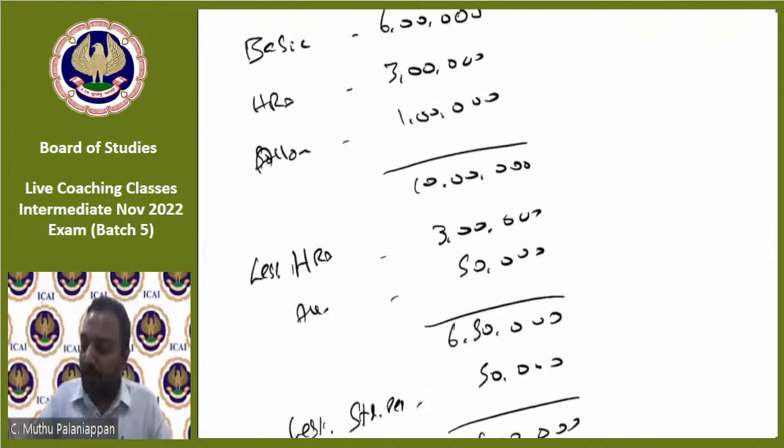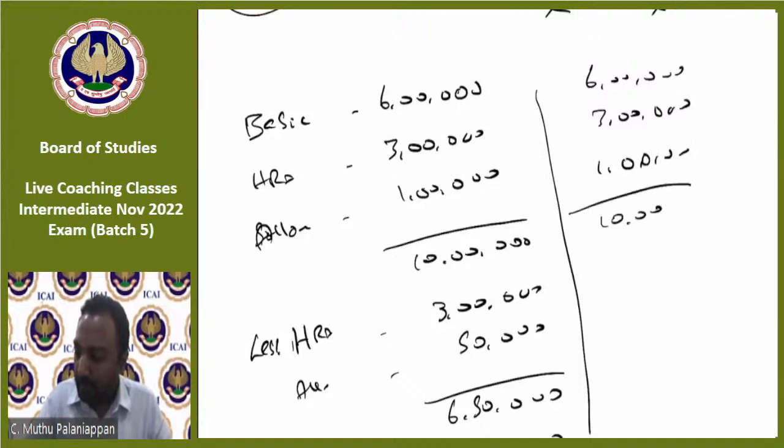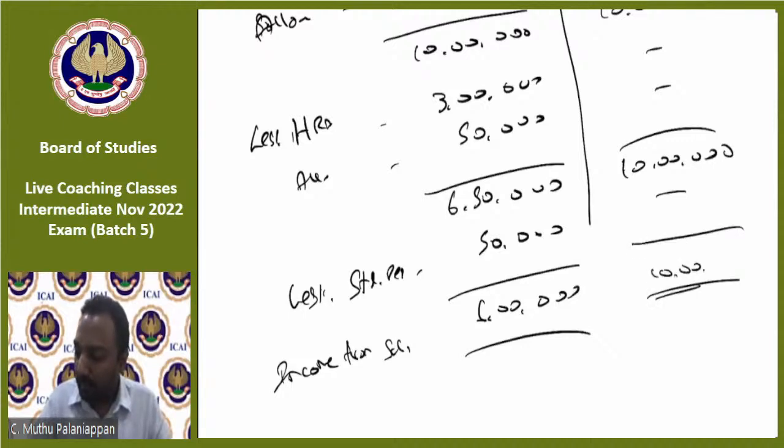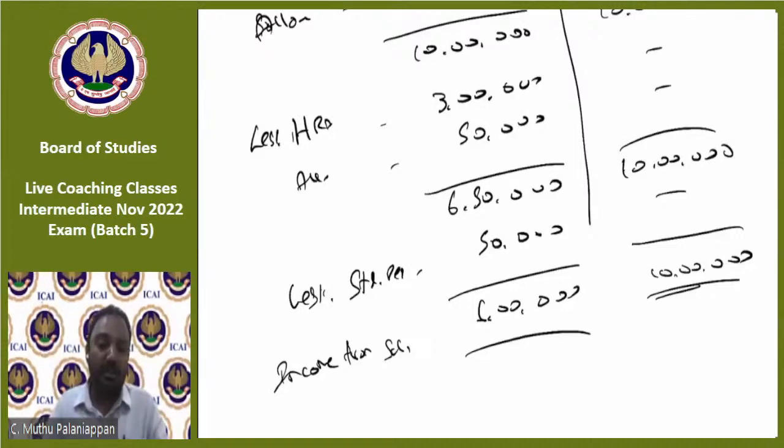Now let's compute under 115 BAC for the same income. You take 6, you take 3, you take 1, 10 lakhs. Not allowed, not allowed. 10 lakhs. Not allowed. So your income under the new slab rate is going to be 10 lakhs. Income from salary is going to be 10 lakhs, not 6 lakhs. So that's what it is about.